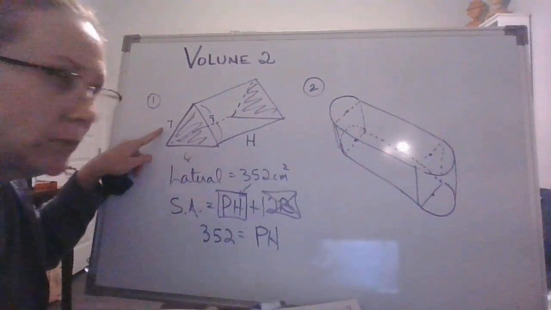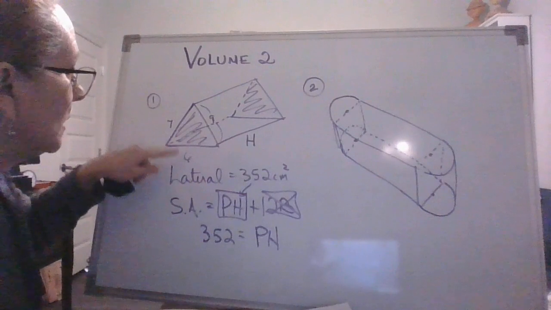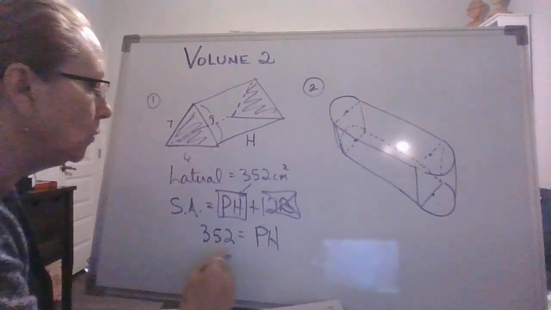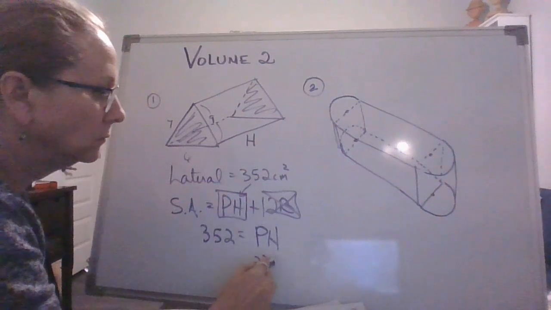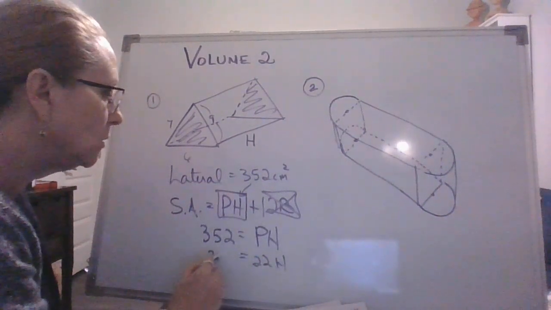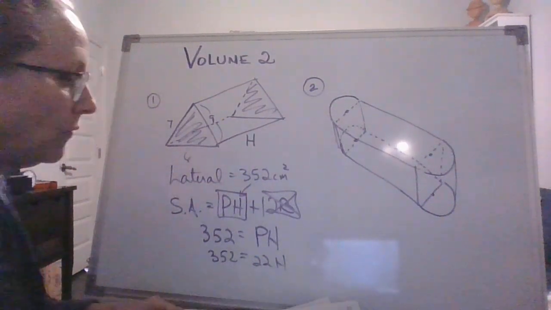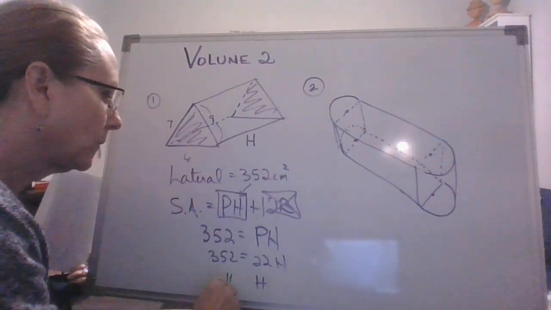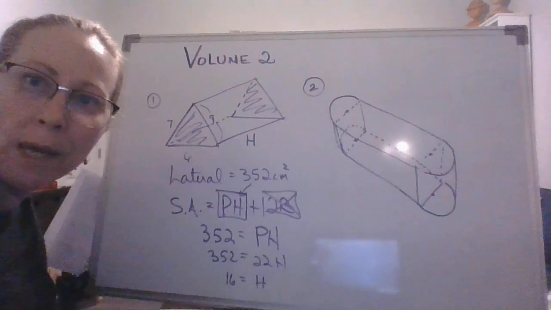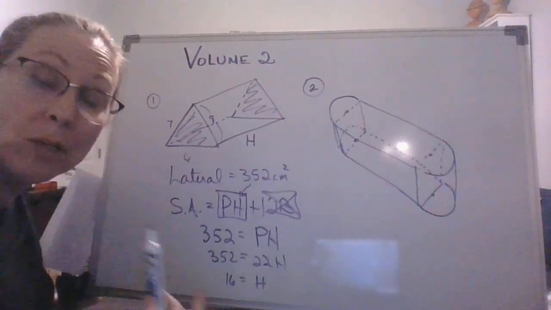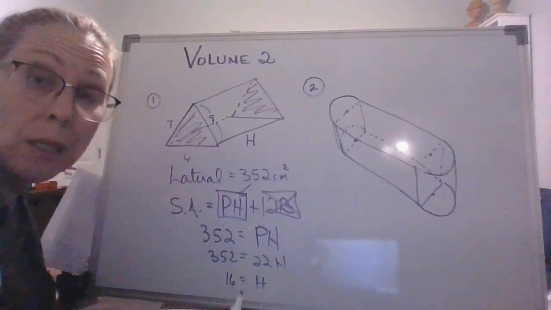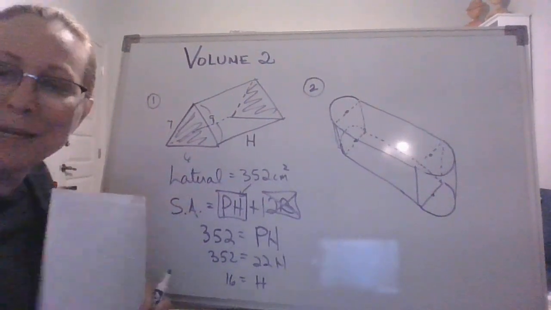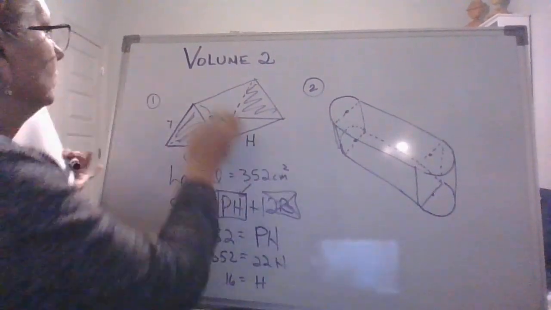Well, we know the perimeter. 6, 7, and 9 added together is 22. So all we have to do in that one is 352 divided by 22, and our height comes up to 16. And good warming up, quick problem to remind you of lateral surface area, because we're going to be needing a lot of laterals and not as many bases today.